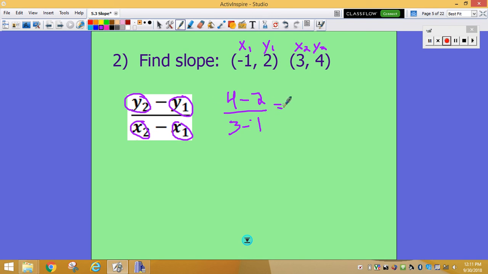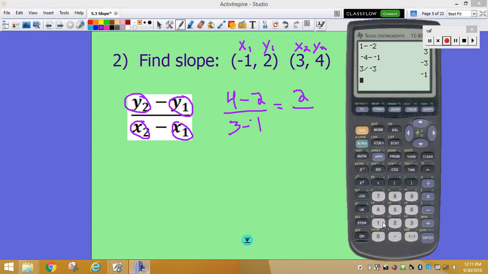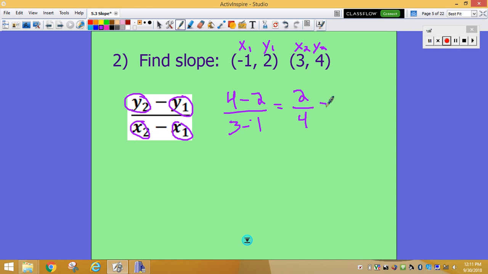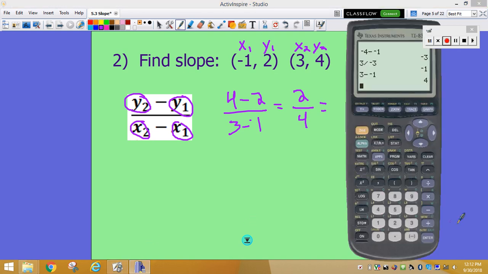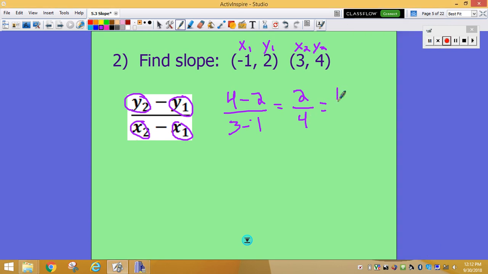On top, 4 minus 2. I don't need my calculator for that. I know that's 2. Let's do the bottom one on the calculator. I got 3 minus negative 1, and that is 4. My last step is to actually do that division. 2 divided by 4. And that gives me 0.5. Now, something you need to know about slope. You always want to change slope to a fraction. So remember, you hit math, enter, enter. So this slope is 1/2. When you're doing slope, put it in a fraction if possible.